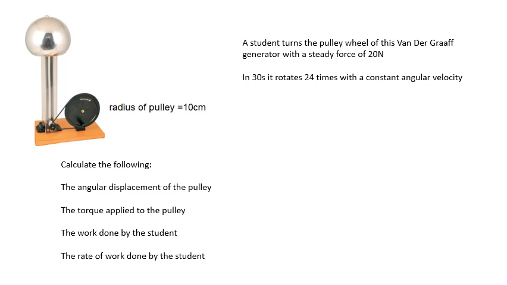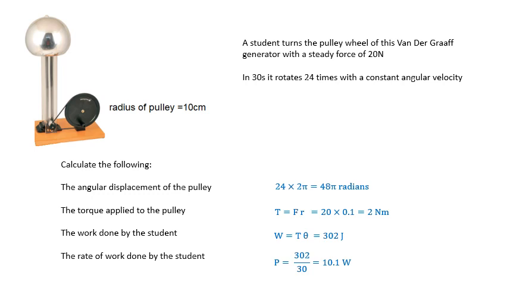And here's another one, a bit more practice. You've seen a Van de Graaff generator. Sometimes they have an electric motor, sometimes you turn the handle to make it turn around. So a student turns the pulley of this wheel with a steady force of 20 newtons. In 30 seconds, it rotates 24 times with a constant angular velocity. Calculate the following. Have a go yourself, and the answers are in 3, 2, 1.